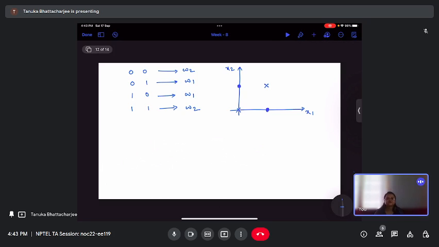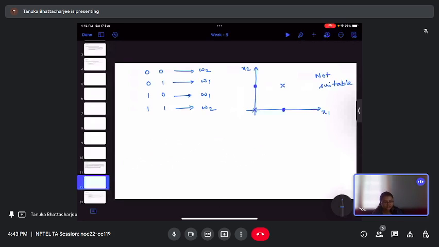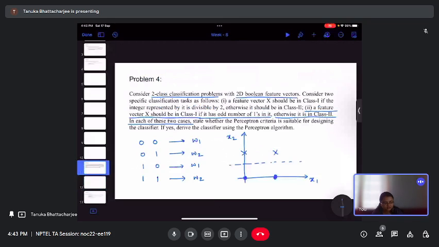You will have to have some other type of decision boundary in order to be able to separate these two classes. Since these are not linearly separable, as we know, the perceptron algorithm won't converge for this type of data set. So, it is not suitable. But the other one that we saw is linearly separable and is suitable. Okay.